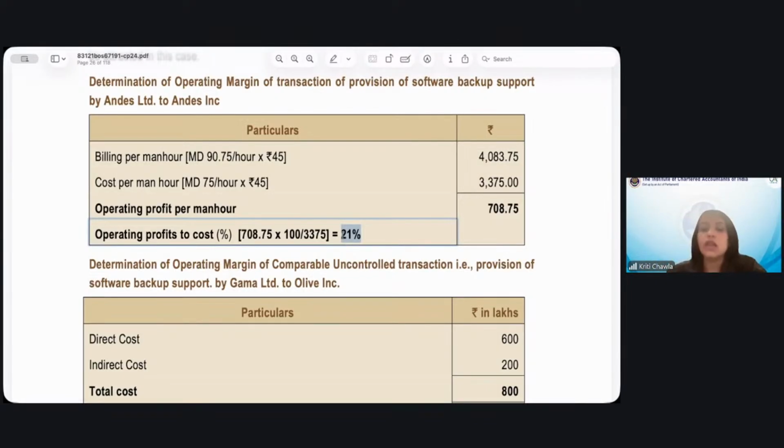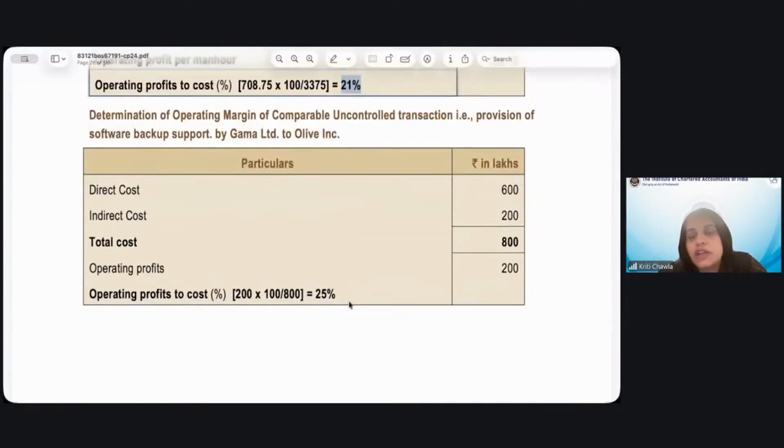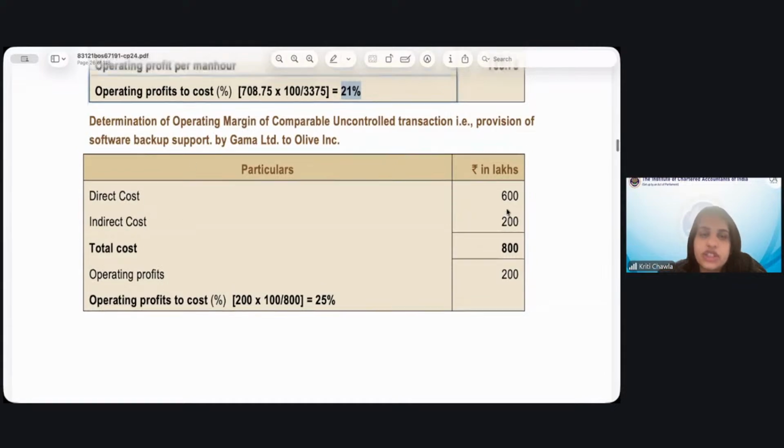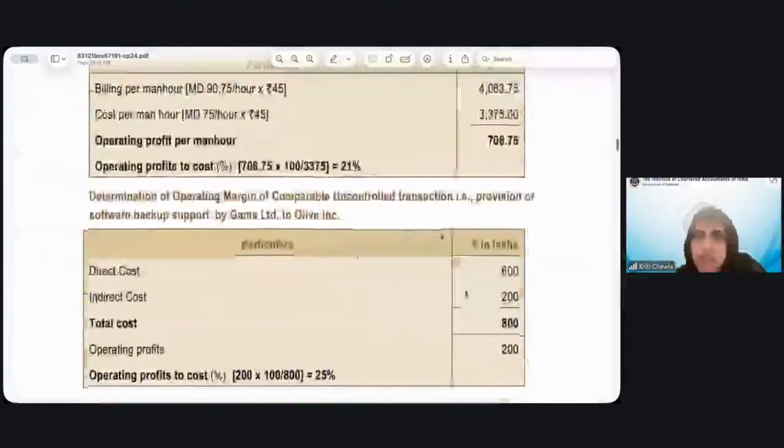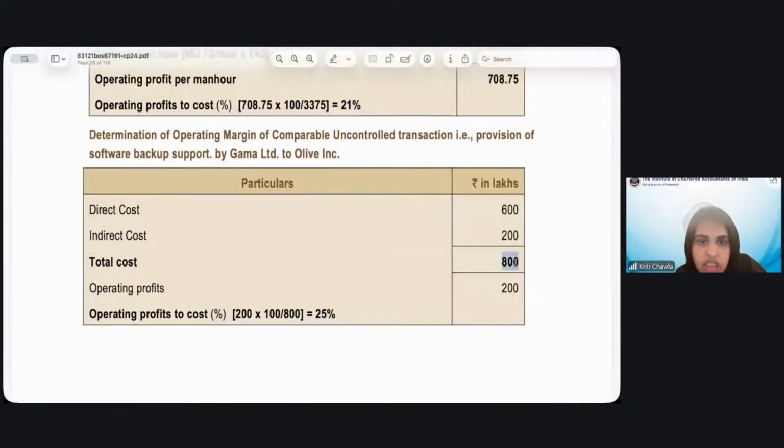21%. Now you need to determine the operating profit margin of the uncontrolled transaction. They've also already given you the data. They have given you, when two independent parties are transacting, what is the profit margin? Well, they've given you the direct cost and the indirect cost in the question. It's right here. So the cost is 600 and 200. So the total cost is 800. This is the 800 cost, and they have given you operating profits also, which is 200. So the margin is going to be 200 divided by 800 into 100, which is operating profit divided by cost.